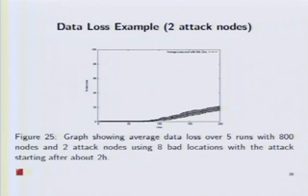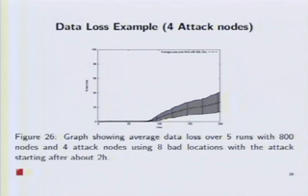So here's our example. On the x-axis is time. It goes from 0 to 200. It's roughly 5.5 hours. On the y-axis is the percent of data lost in the network. Also, the attack always starts at 75 time increments. You can see here that after about 2 hours of attack time, roughly 20% of the data in the network is lost. And this is with only 2 attack nodes out of 800.